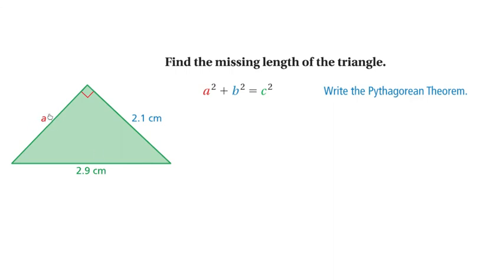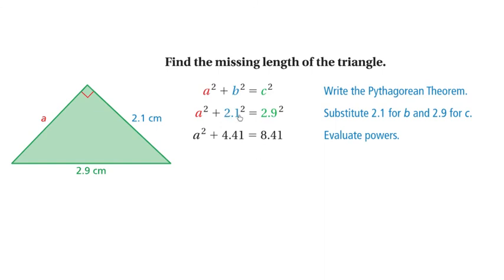So we're solving for A here. We're solving for a leg. So I'm going to plug in 2.1 into B and 2.9 in for C, which is the hypotenuse. Okay, step-by-step instructions here. We're substituting. Okay, next you're going to do 2.1 squared and 2.9 squared. 2.1 squared, which is 2.1 times 2.1, is 4.41. Again, use a calculator. The hypotenuse squared, 2.9 squared, or 2.9 times 2.9 is 8.41.